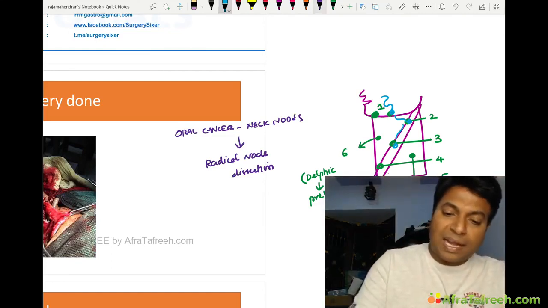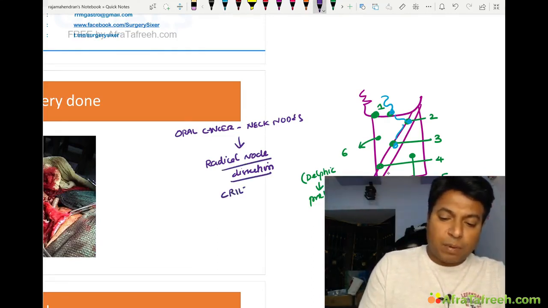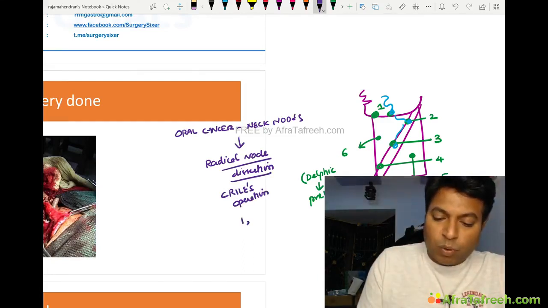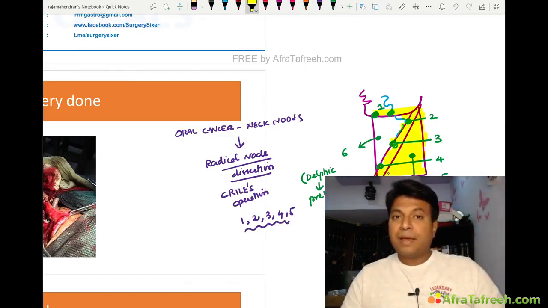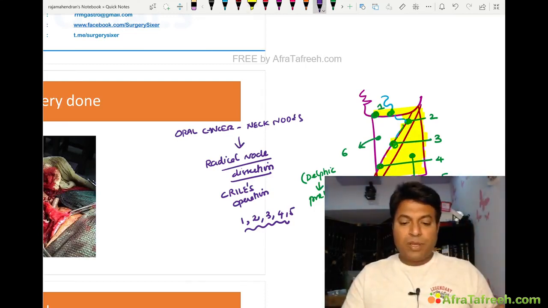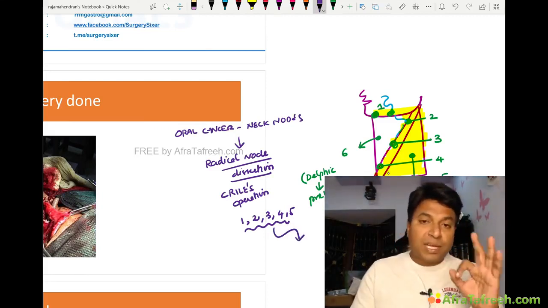So what we do in a radical neck node dissection, it is also known as Crile's operation. We remove level 1, level 2, level 3, level 4, level 5 group of nodes in radical neck node dissection. And while I am removing these nodes, along with the removal of nodes, I will also remove 3 important structures.